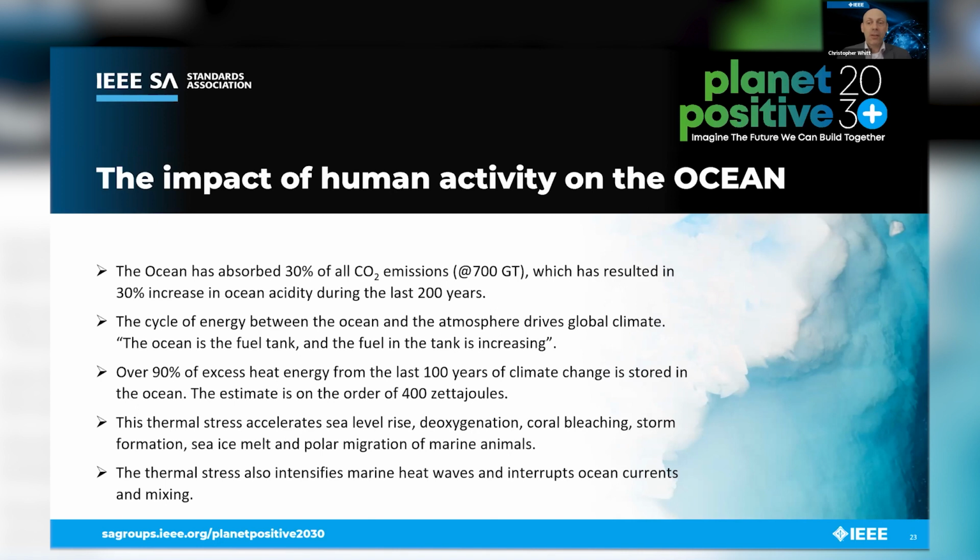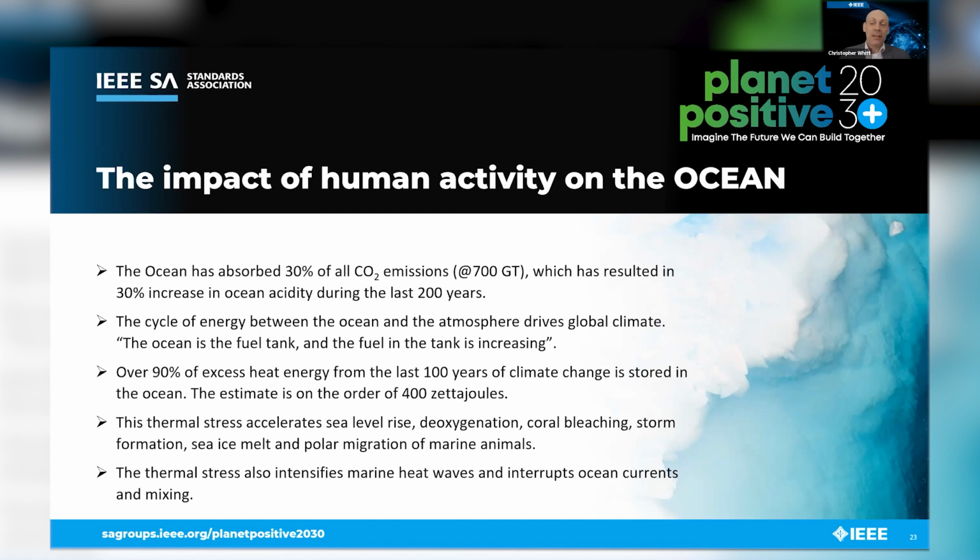You can think of an analogy of an engine and a fuel tank: if the atmosphere is the engine, the fuel tank is the ocean, and the fuel in the tank is increasing. Again, a conservative number, over 90% of the excess heat energy that's been kept in the Earth's climate system over the past 100 years has been stored in the deep ocean.